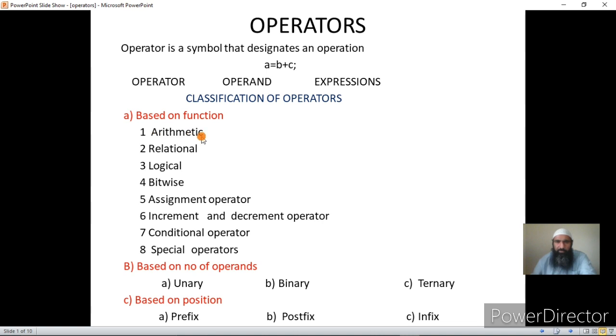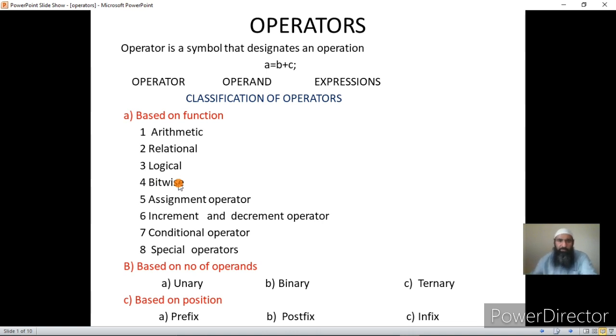Now, based on the function, we have got the following types of operators. We have arithmetic operators. These operators are used to perform arithmetic operations. Then we have relational operators. These operators are used to perform the comparisons. Then we have got logical operators. These operators are used to combine the relational expressions and do the logical operations like AND, OR and NOT. Then we have bitwise operators. These operators are used to do operations at bit level.